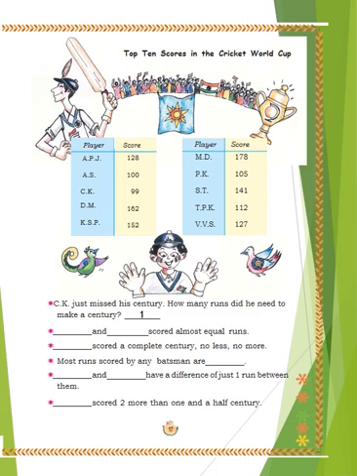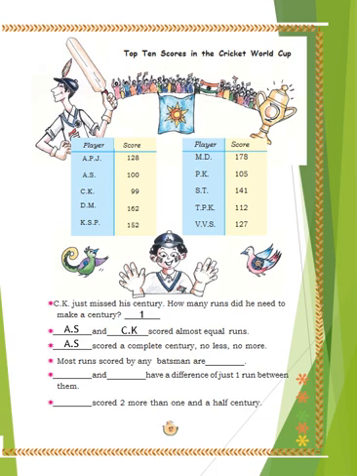See the next fill in the blank. Dash and Dash scored almost equal runs. Just check the scoreboard again. S and CK scored almost equal runs. Come to the next fill in the blank. Dash scored a complete century, no less, no more. Again check the scoreboard and find out who scored 100 runs. Yes, A scored a complete century.